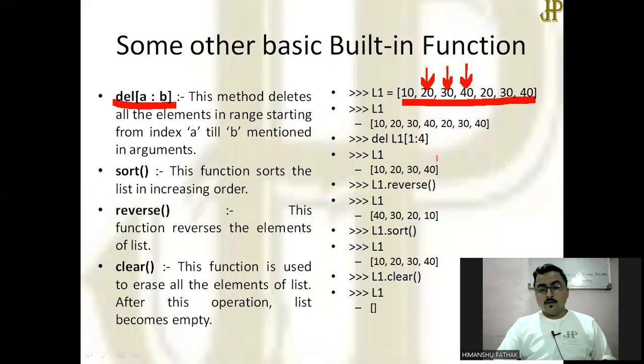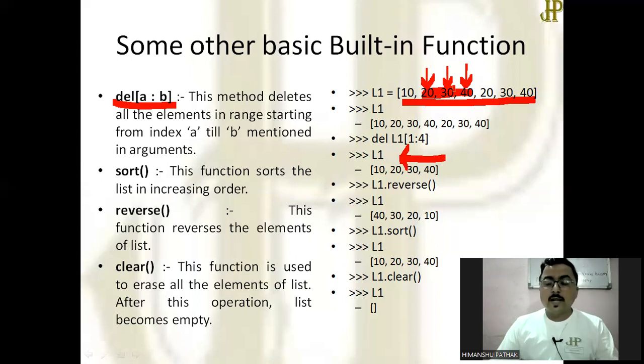So after deleting the elements, if I try to print the values of L1, it will print 10, 20, 30, 40. These three values are deleted. So you have to remember that there are three functionalities to delete an element from the list. That is remove, then pop, and at last there is the del method.